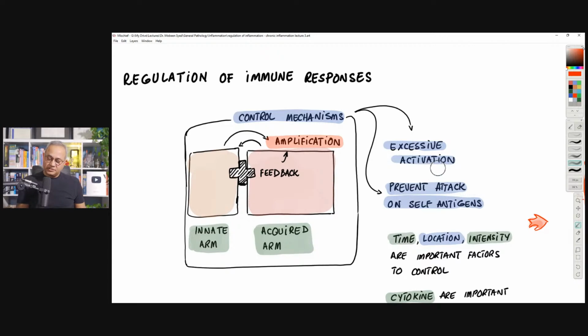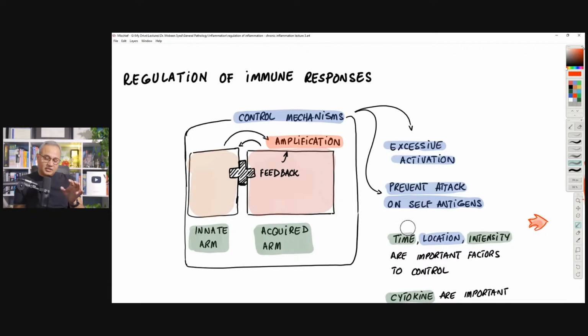So excessive activation and the function of the innate arm and the acquired arm to keep amplifying and controlling each other is also to make sure to prevent attack on the self. So our immune system cells, our normal tissue cells, they all work together to make sure that our immune system does not start attacking us. And when that boundary breaks down, that is when we also get chronic inflammation or we end up in an autoimmune state.